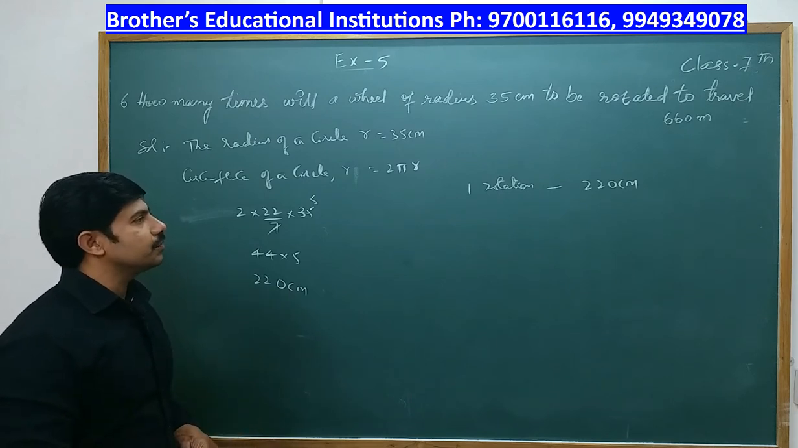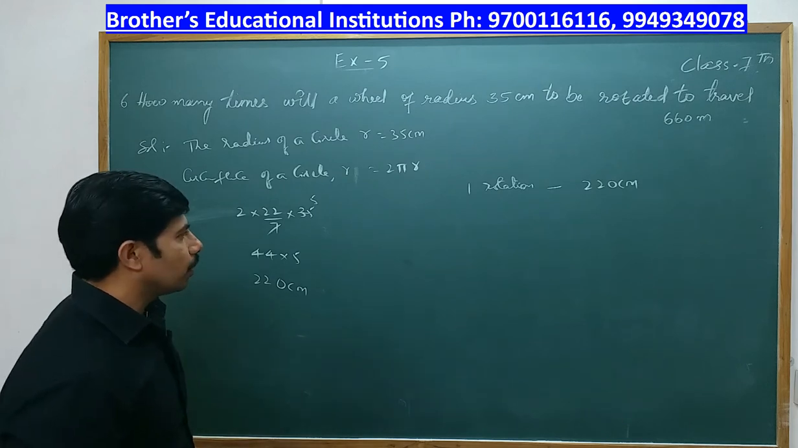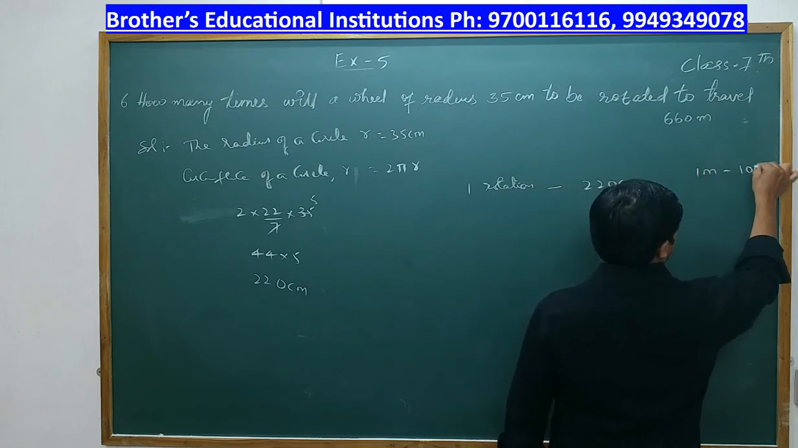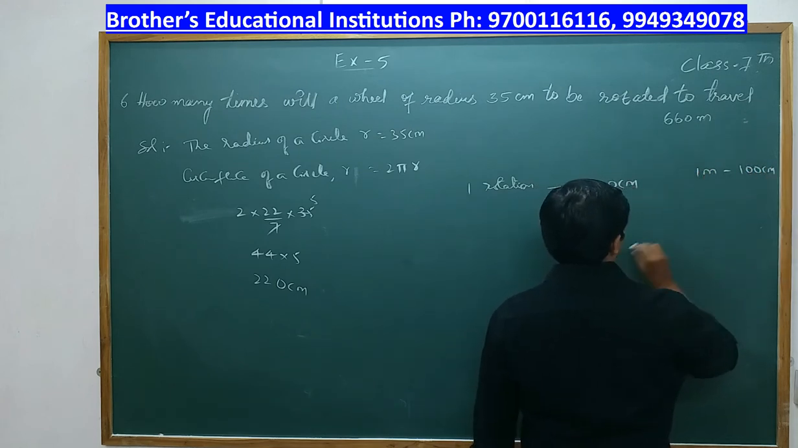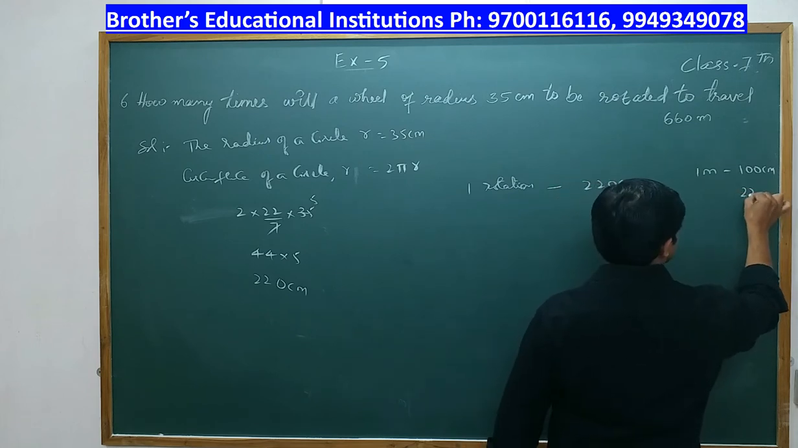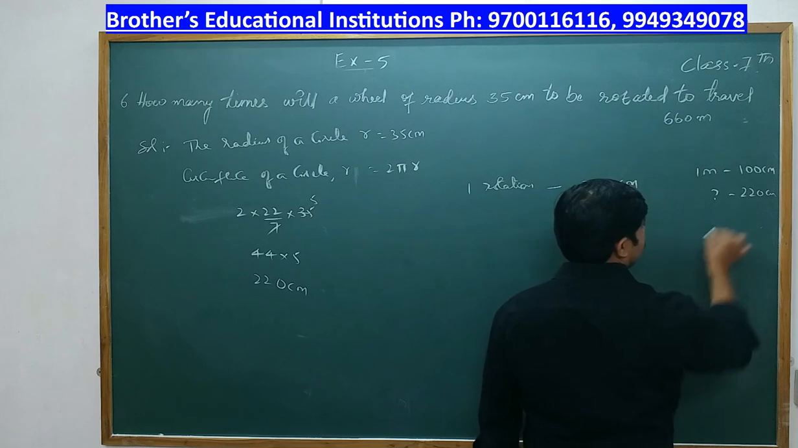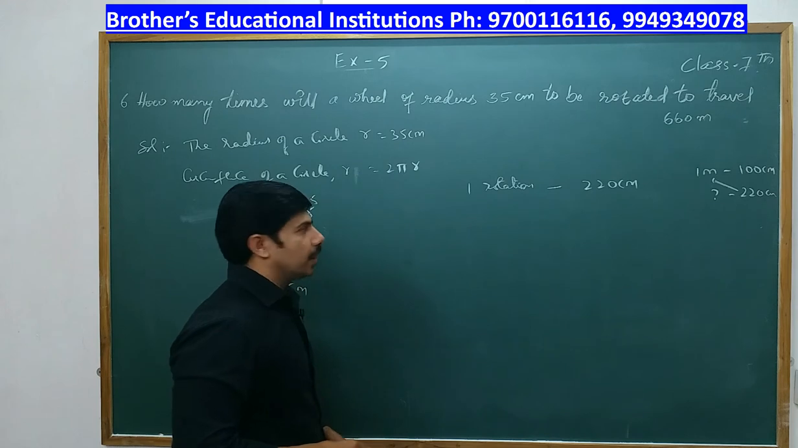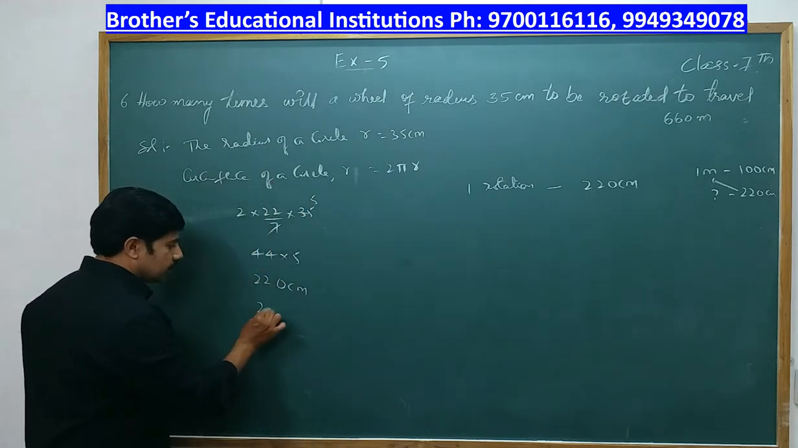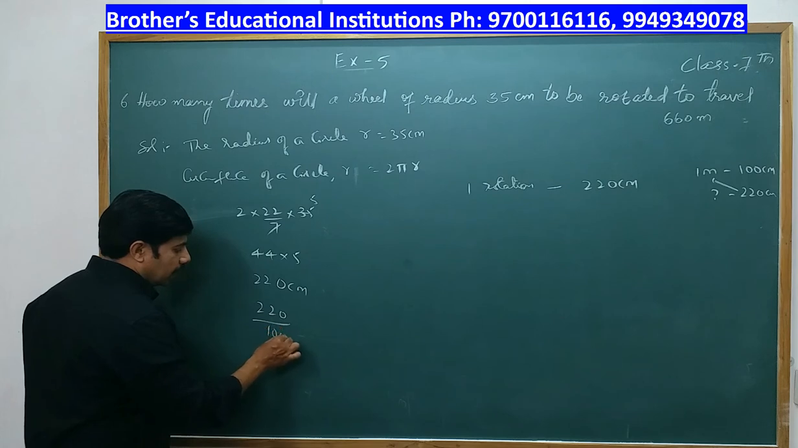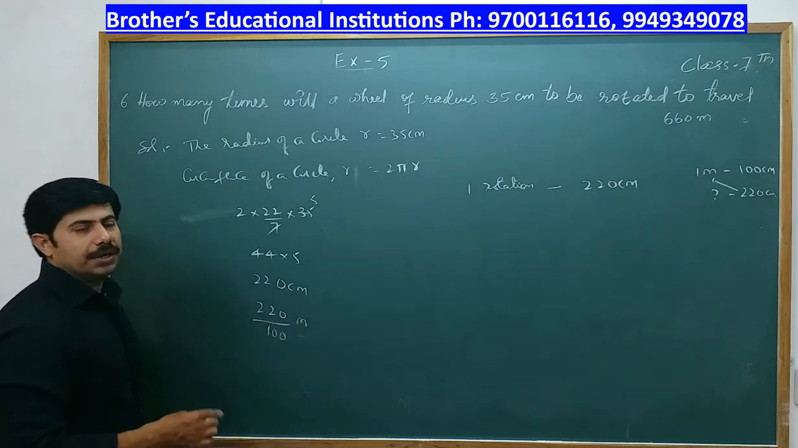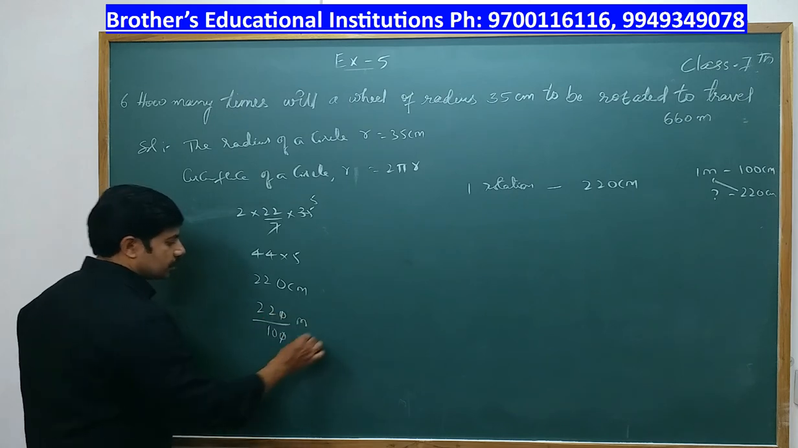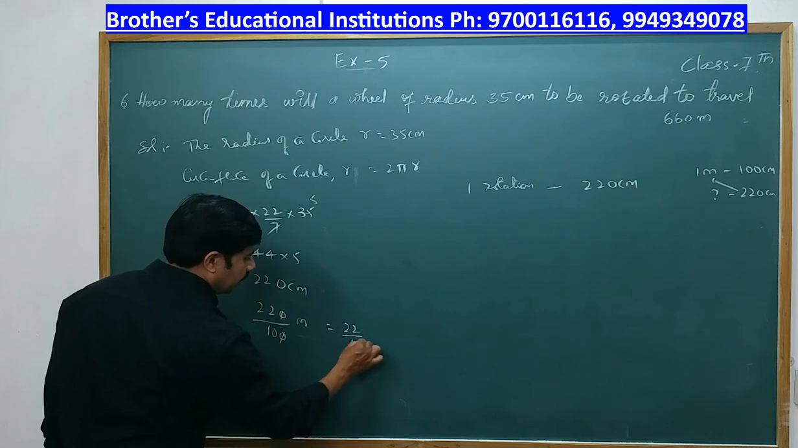So here the units we have to convert. Okay, so we can convert it, no problem. See, 1 meter is how many centimeters? 1 meter is 100 centimeters. So for 220 centimeters, how many meters? Just cross multiply, 220 into 1 by 100. So to convert this into meters, we need to divide by 100. Then it will be converted into meters. So we can eliminate 0, 0. So the distance we get is 22 by 10 meters.